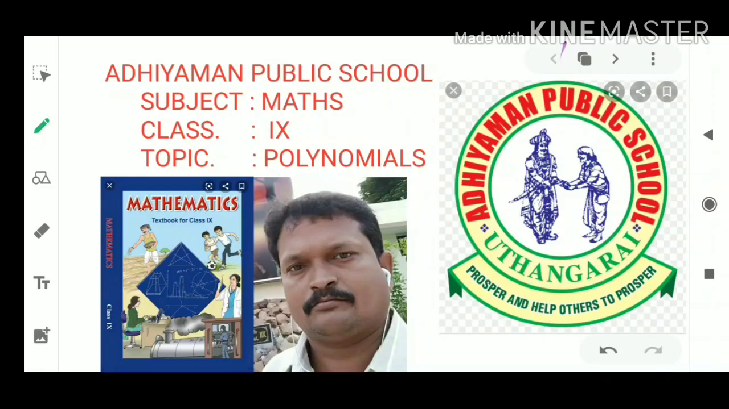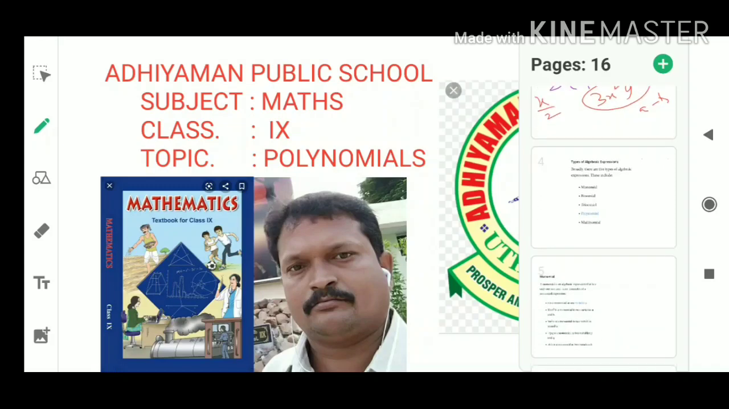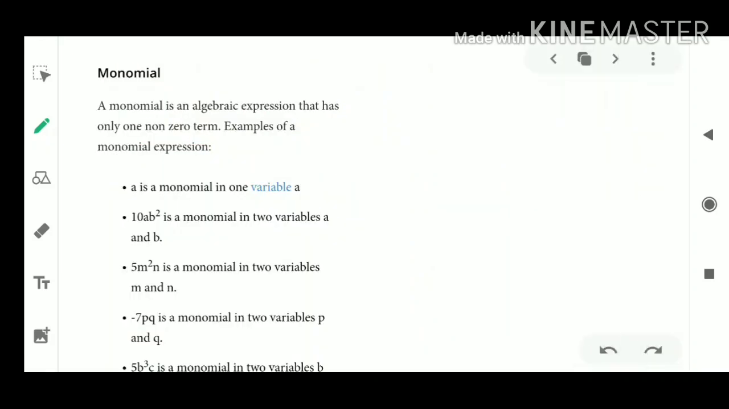Okay, so today we have to see again different types of polynomials, different types of algebraic expressions. First one is monomial. Already you know mono means one. So monomial means an algebraic expression that has only one non-zero term. Okay, these are the examples.